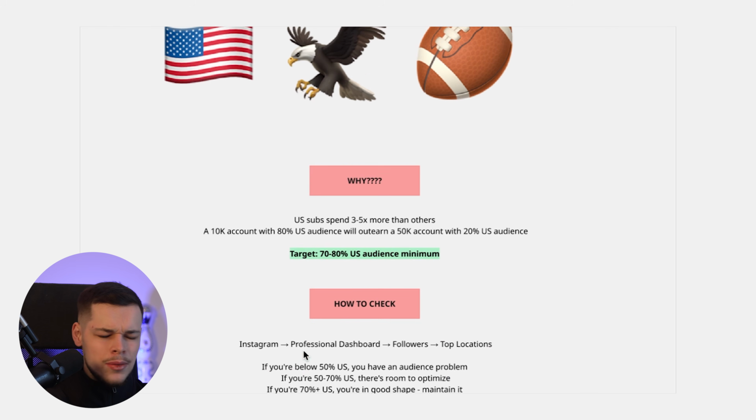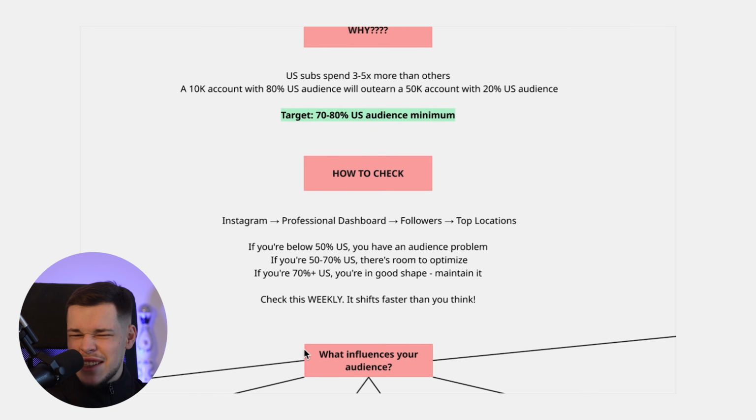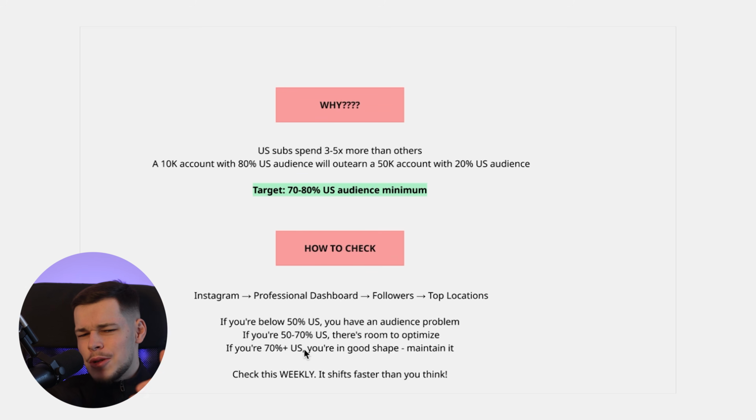Obviously, if you want to check your Instagram reel audience, here's going to be a very basic breakdown because a lot of people still don't know the numbers of their business that they're talking about, which is mind-blowing to me. Obviously, go to your Instagram professional dashboard, check your followers and check the top locations. If you're below 50%, you have a big audience problem. If you're 50 to 70, there's room to optimize. It's already good. We can make it very good, but you're definitely in a good place. And if it's above 70, you're in good shape, right? So kudos to that. That shouldn't be your number one priority.